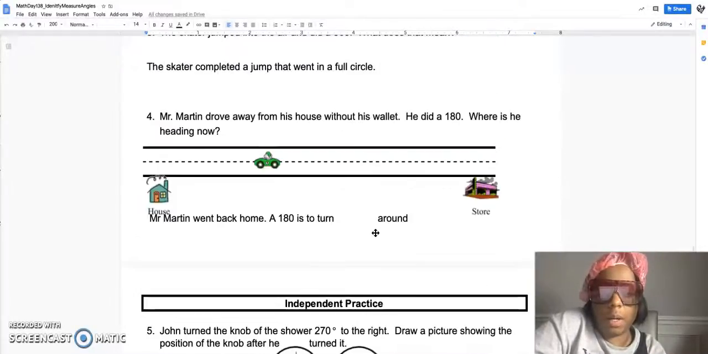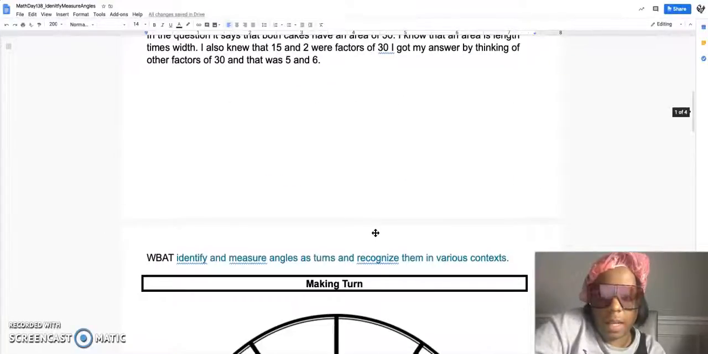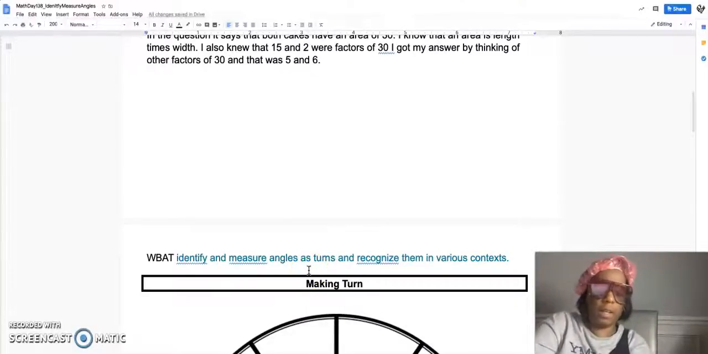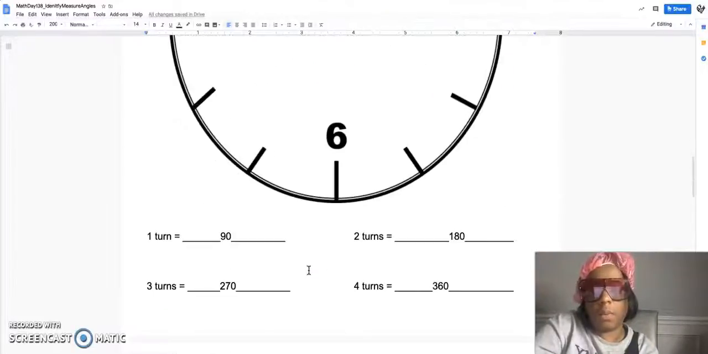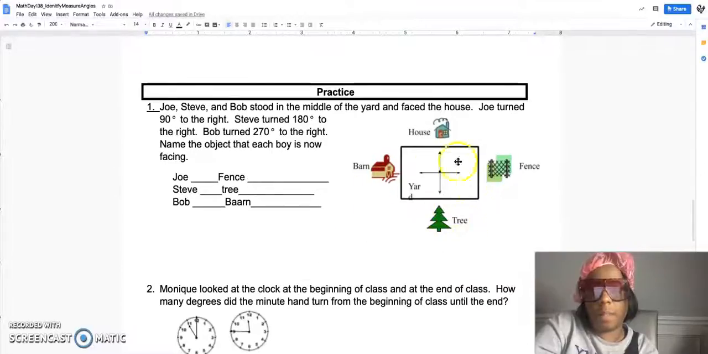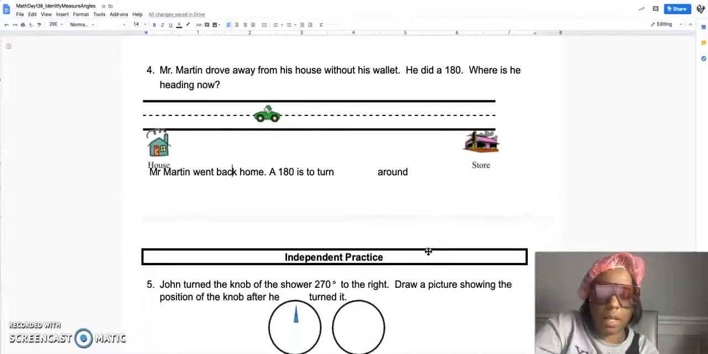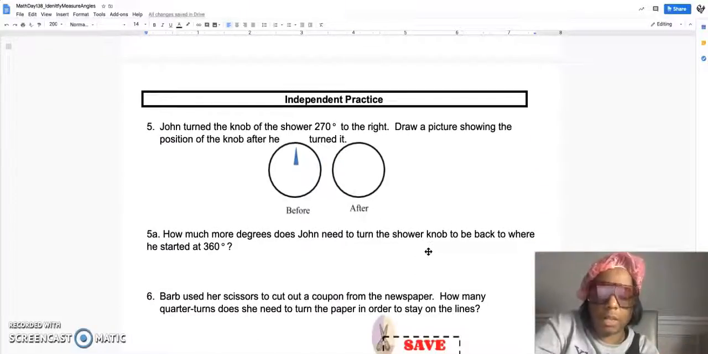We were making sure that we can meet our aim for today, and that was to identify and measure angles as turns and recognize them in different contexts. And that's what we did. We did it on the clock, we did it as a map, and we also did it in a diagram that showed someone going from one place to another and had to complete a 180. So it kind of puts everything into context. Make sure that you're working through the problems, you're using logic, and you're taking your time.